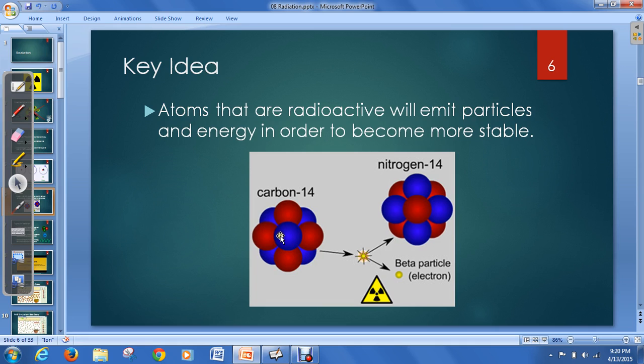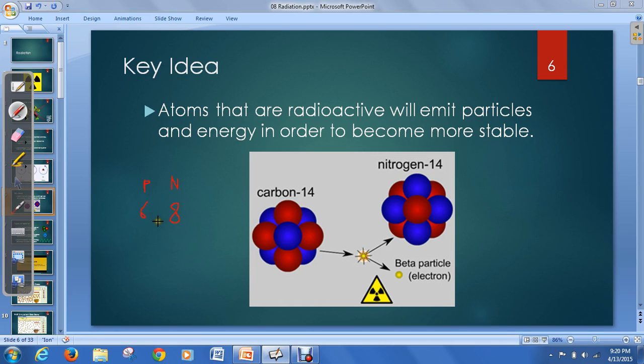Let's look at carbon-14, for example. If you look at its configuration, the protons and the neutrons, carbon-14 is going to have 6 protons and 8 neutrons.